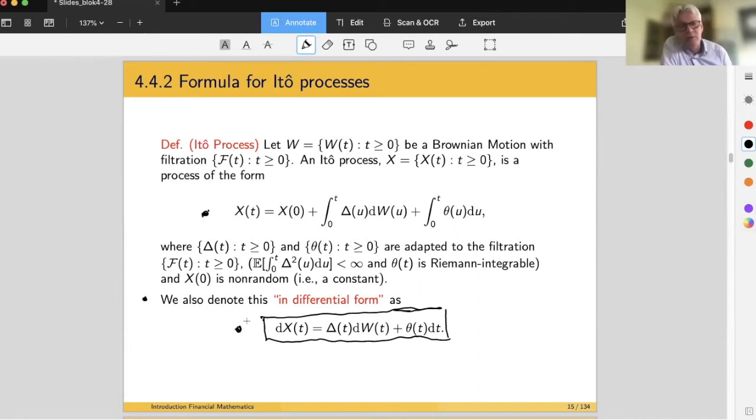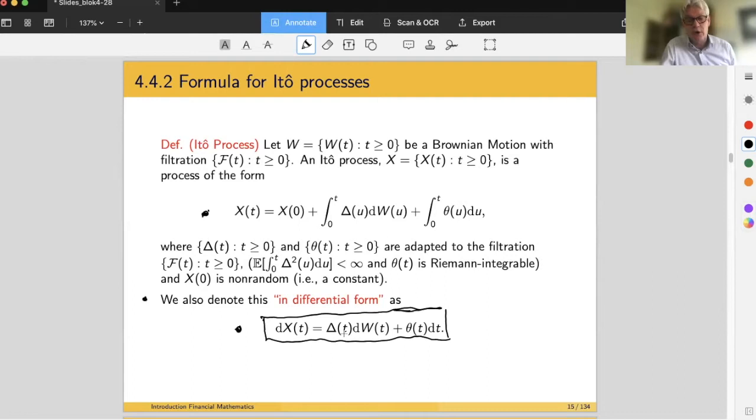Think of dW times dW being dt, and so on. The formal way is via the integral formulation, but it is very practical and handy to work with the differential formulation. Try to remember this differential formulation. It's an important one for the Ito process, and we will often encounter it. Try to remember this form in differential notation: dX(t) is delta(t) dW(t) plus theta(t) dt. It has a dt part, and it has a dW part, a combination of a dt part and a dW part on the right-hand side.